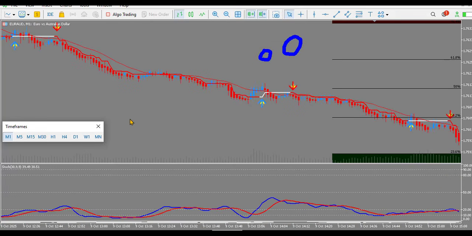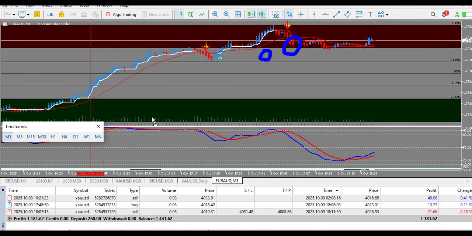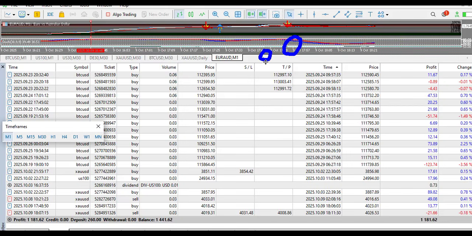So let me show you my result for this particular account. I'll be using only these indicators on this account, and it has been delivering. This is a live account, not a demo account. So as you can see here, these are the results of this particular account. I'm showing you the whole history for this particular account. You can see deposit is just $260.